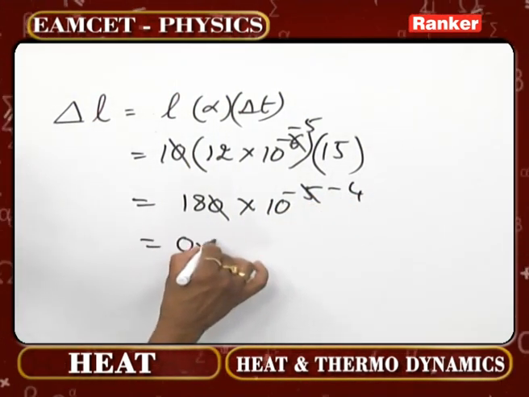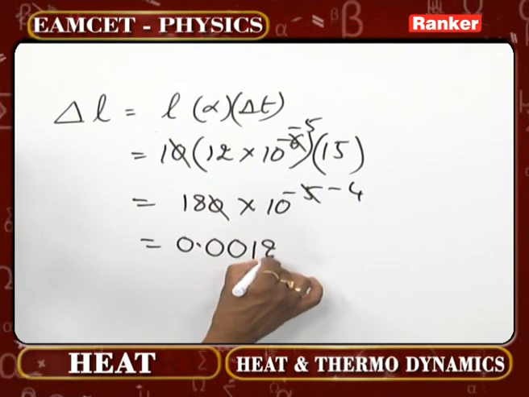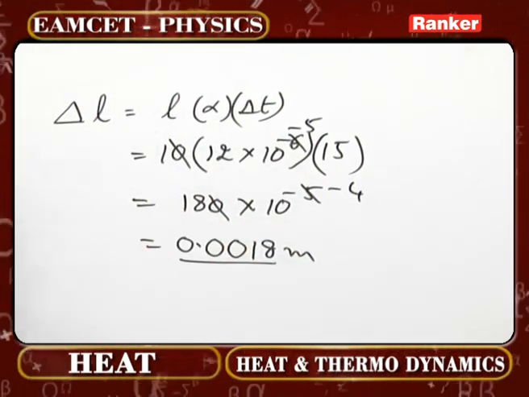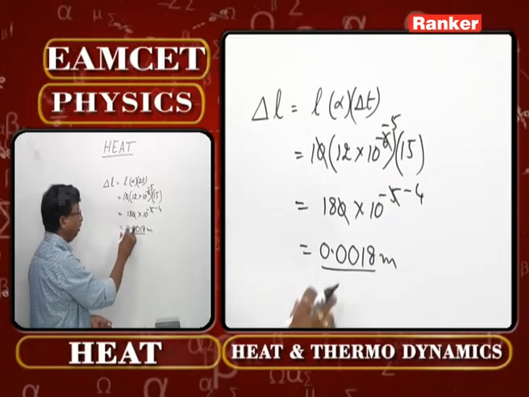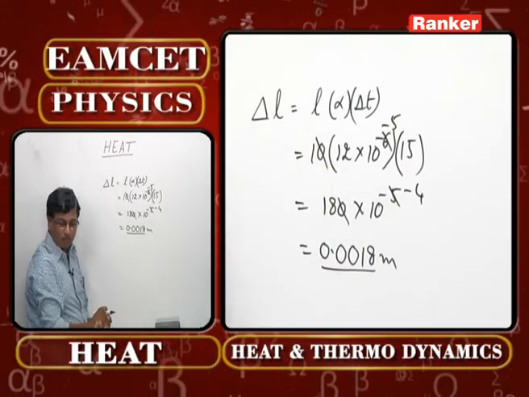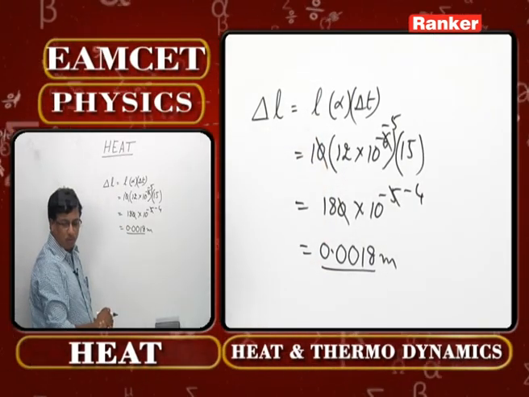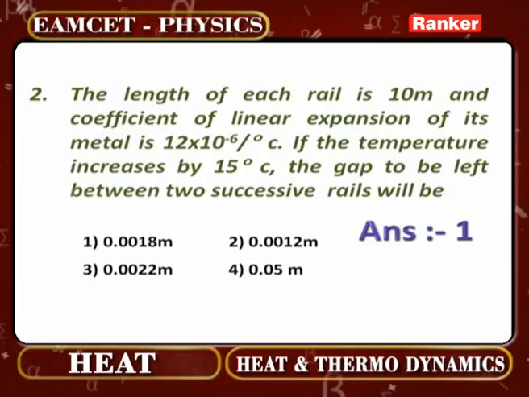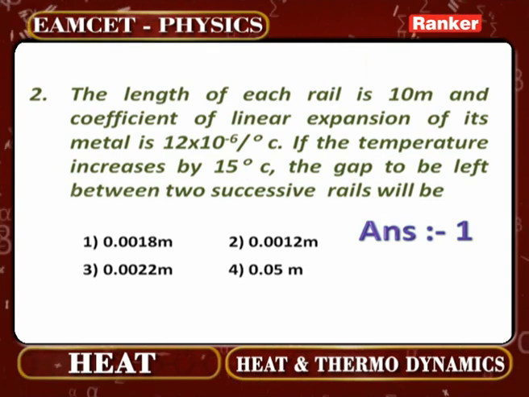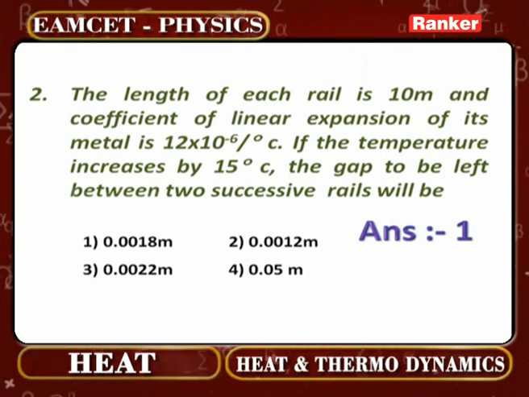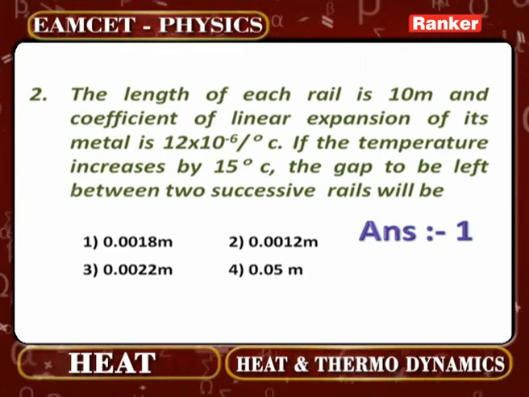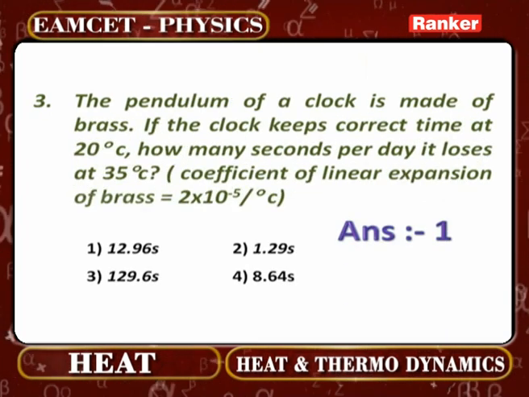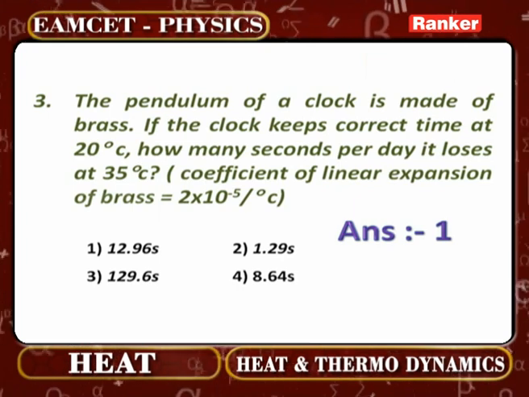So 0.0018 meter. This must be the gap that should be placed in between two successive rails. Look at the options carefully. Out of the given 4 options, the very first option tallies for this question. This is question 2 and the option is 1. Let us check the next problem, that is question number 3. The pendulum of a clock is made of brass.